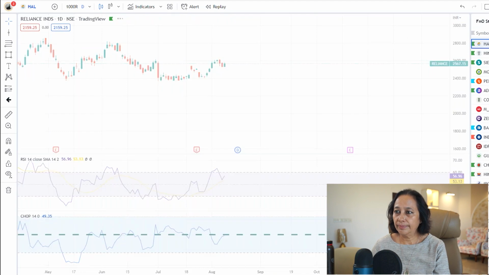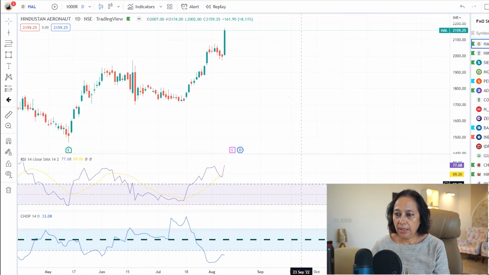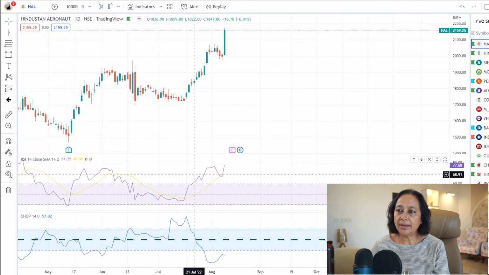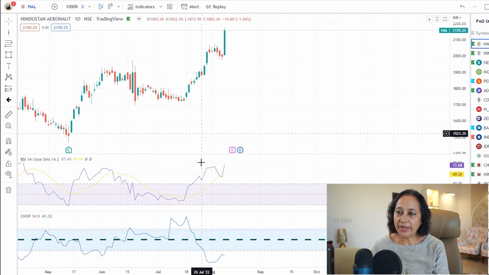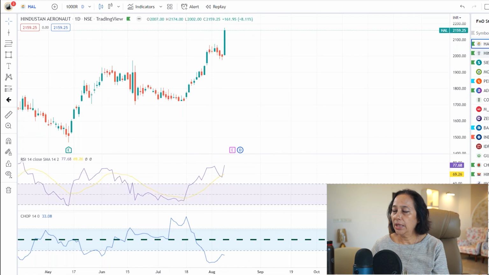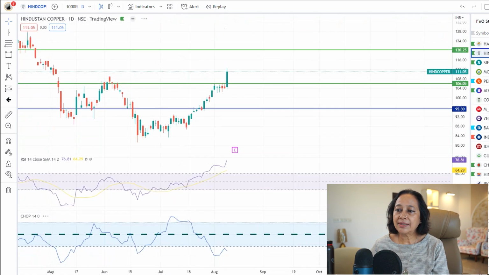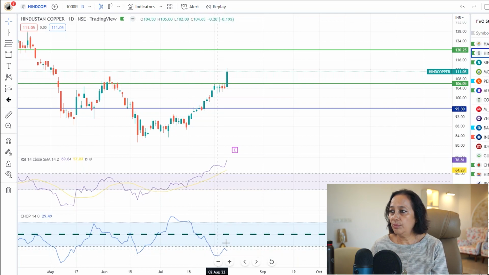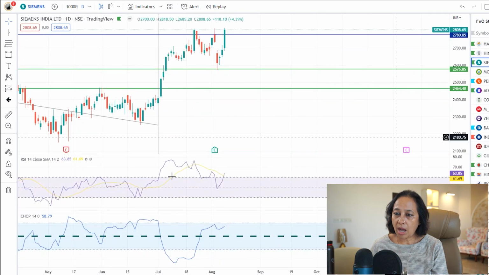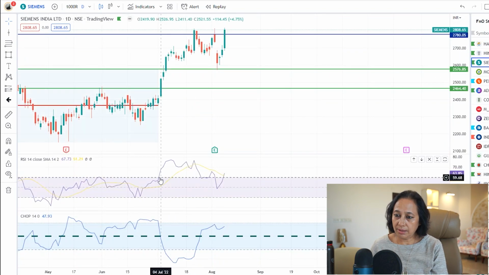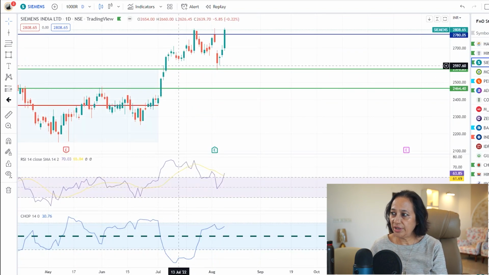Now let's see. So see here, already it has gone. Consolidation, RSI gone up, choppiness went down, and look at the move. Hind Copper, similar situation. RSI has gone above 60, choppiness has come below 50. Good move. Same out here. Siemens has already given you a similar situation.